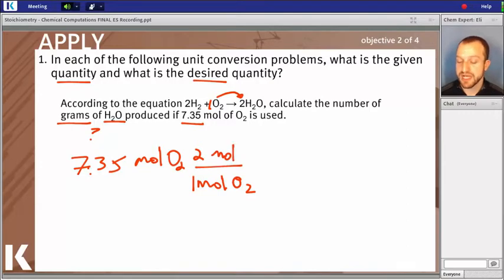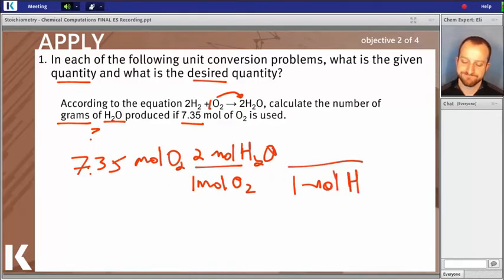And again, remember, this is not doing anything fancy or illegal. This is literally multiplying by a 1, essentially. 2 moles of H2O is 1 mole of O2. That's that equality we've been given. Now I've got moles of H2O. I'm not at grams yet, so I have to multiply this by something else that cancels out. For every 1 mole of H2O, I have to have some amount of grams of H2O.